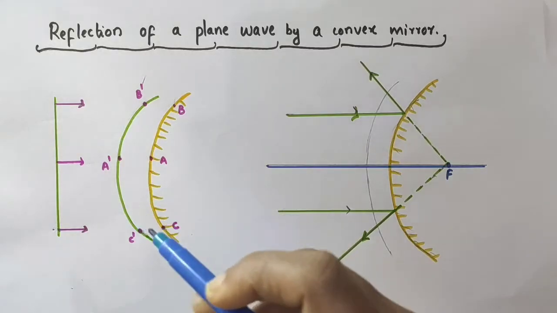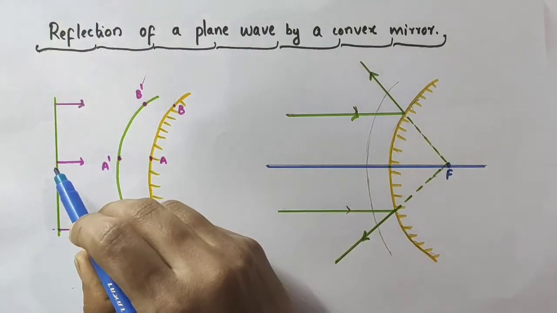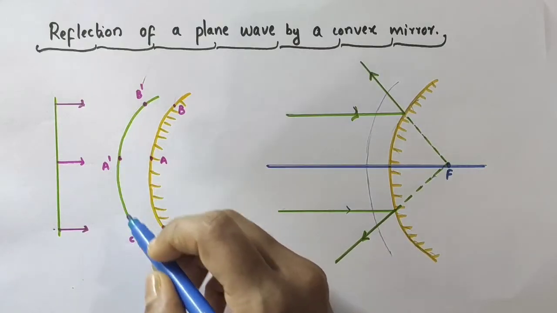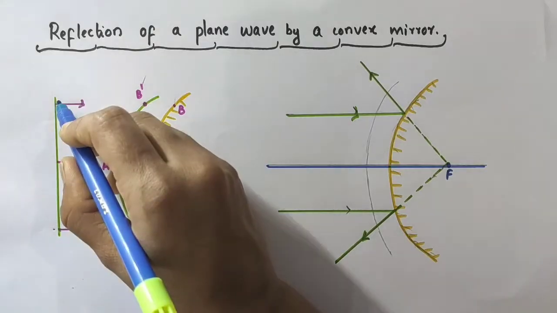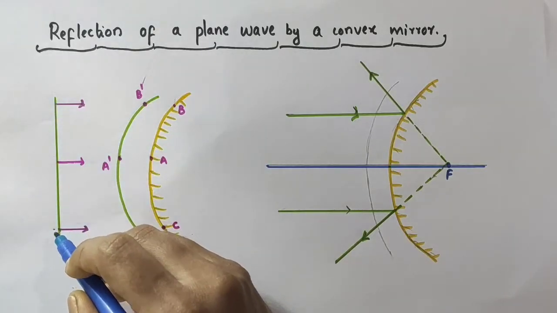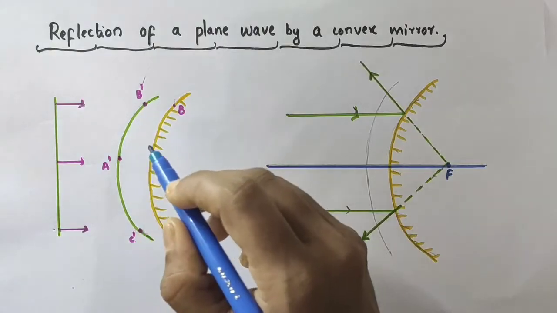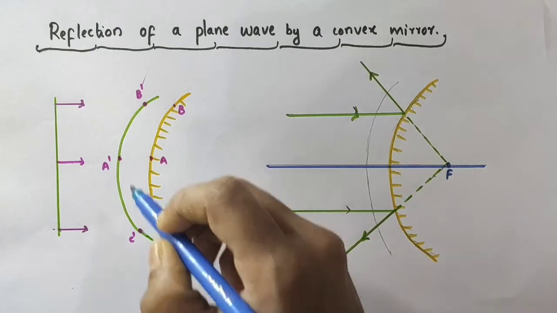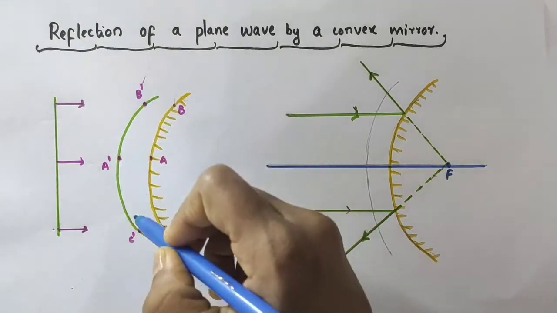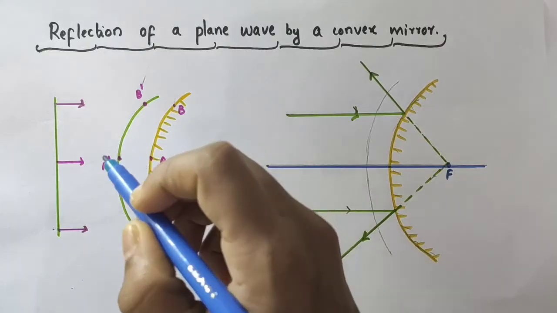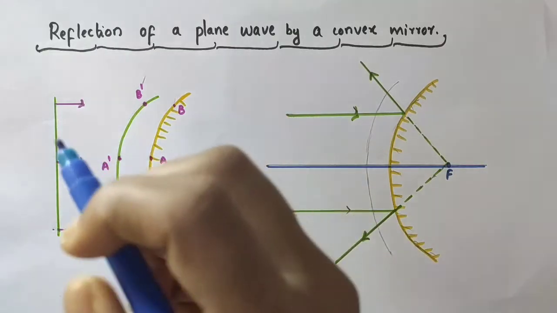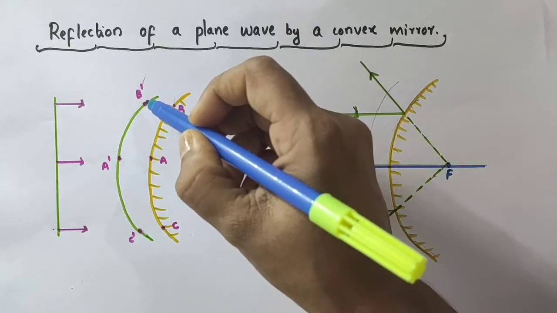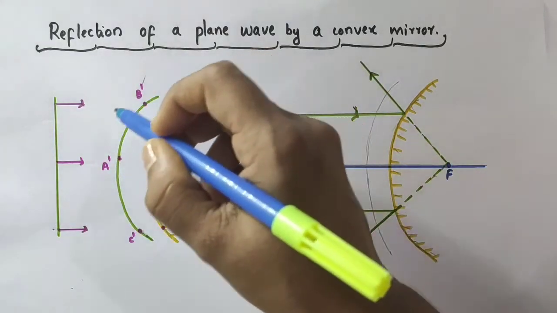For example, say after 10 seconds, the central part of the wave after reflection reached this point A dash. But the uppermost and the lowermost portions reached here and here only after 10 seconds. So we will get a spherical wavefront like this, and this spherical wavefront will be perpendicular to the corresponding reflected rays of light. So when the reflection of a plane wave by a convex mirror takes place, the reflected wavefront will be a spherical wavefront like this.